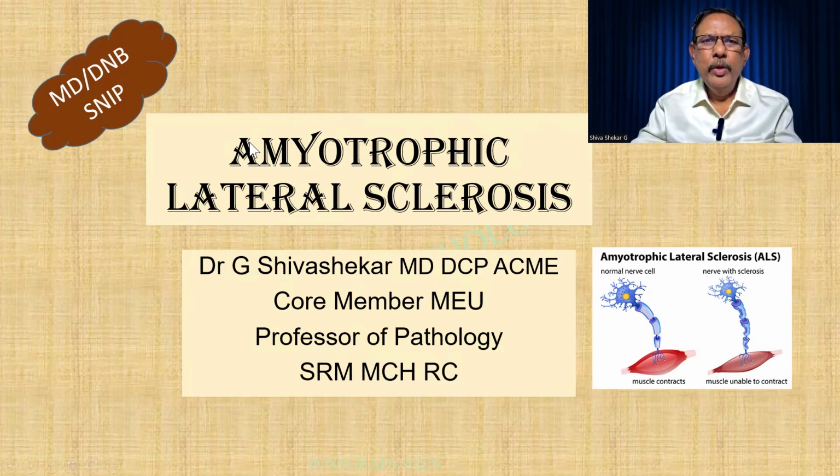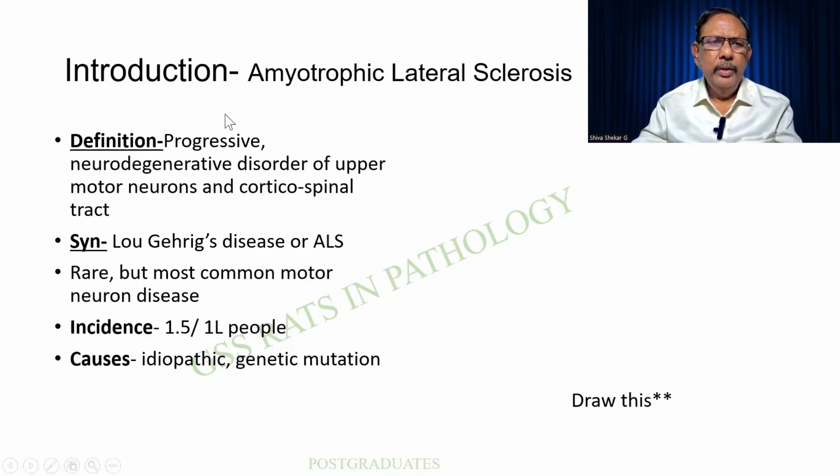Welcome to SNP, Short Notes in Pathology: Amyotrophic Lateral Sclerosis. This is one of the schematic diagrams that you should have in mind. The introduction: it is a progressive neurodegenerative disorder of the upper motor neurons. Please remember this word. And the corticospinal tract. These two are very key points which you will have to mention.